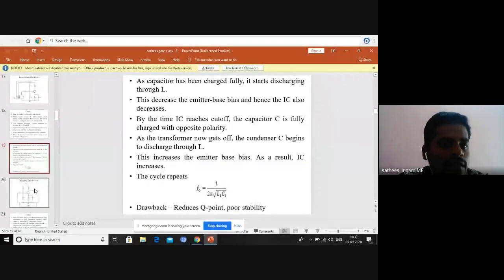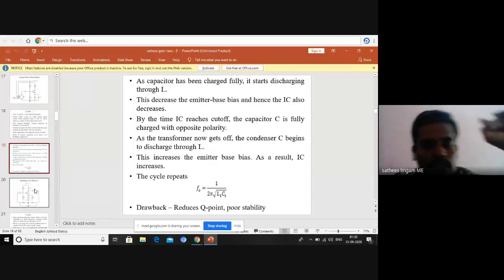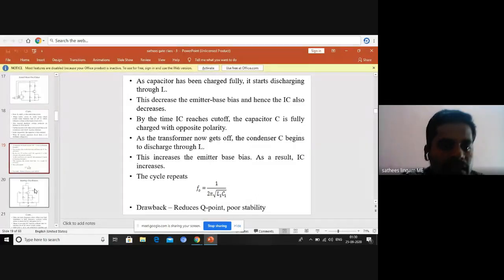But we are not supposed to use that much. We are not disturbing the collector of the transistor. The only difference is that we are applying the tank circuit to the base. Previously we applied the tank circuit in the collector, that's the reason it was the tuned collector oscillator. Here the base is connected with the tank circuit, so that's the reason it is the tuned base oscillator. It also gives exactly the same f0 equal to 1 by 2 pi root L1 C1.